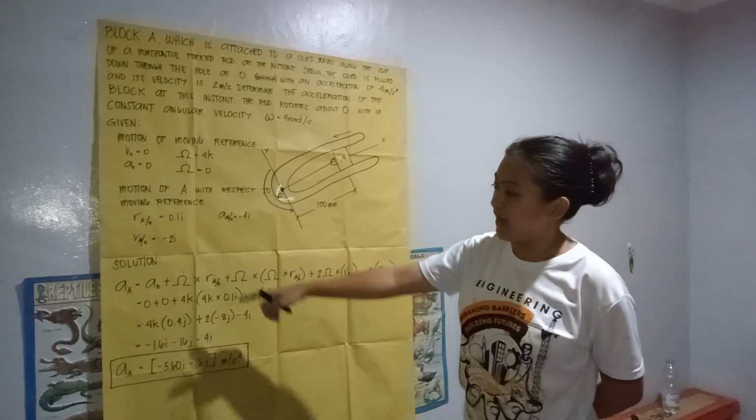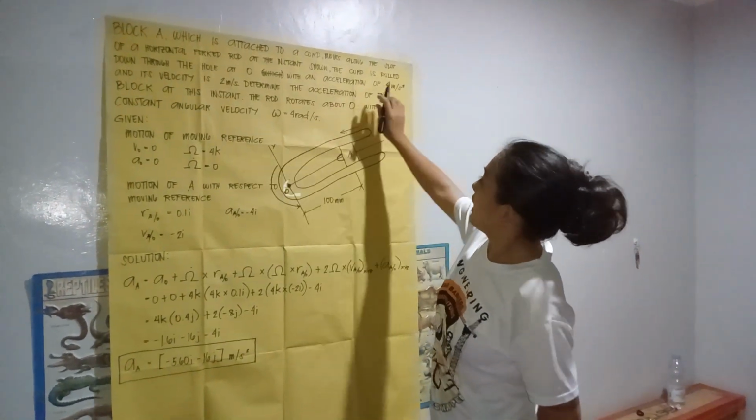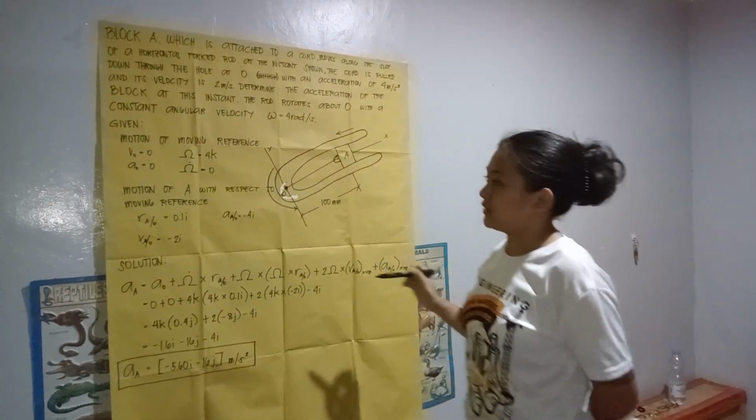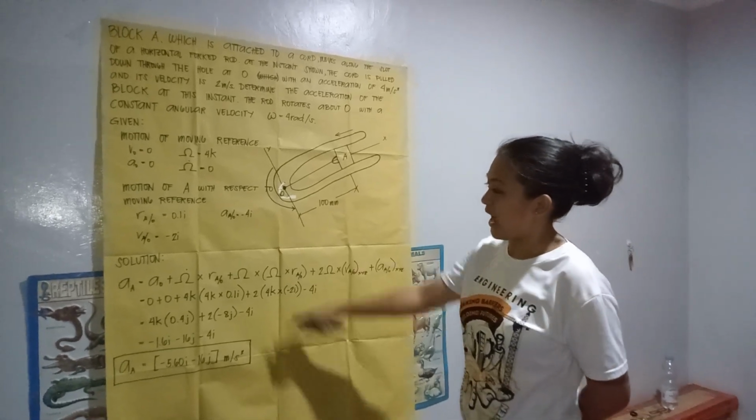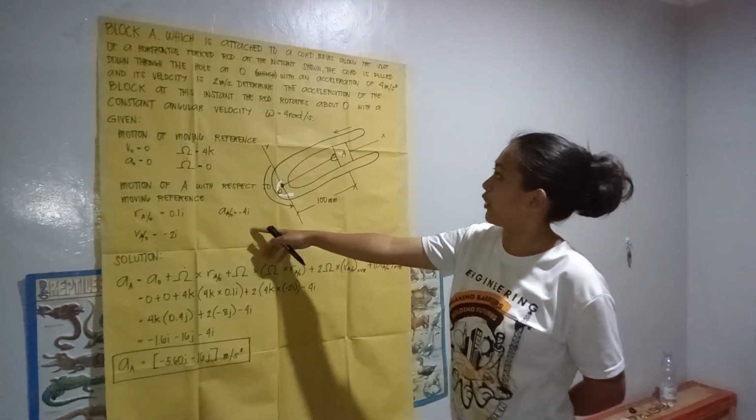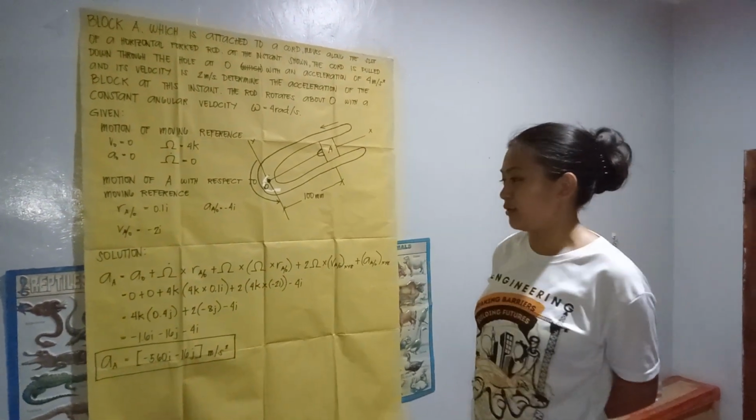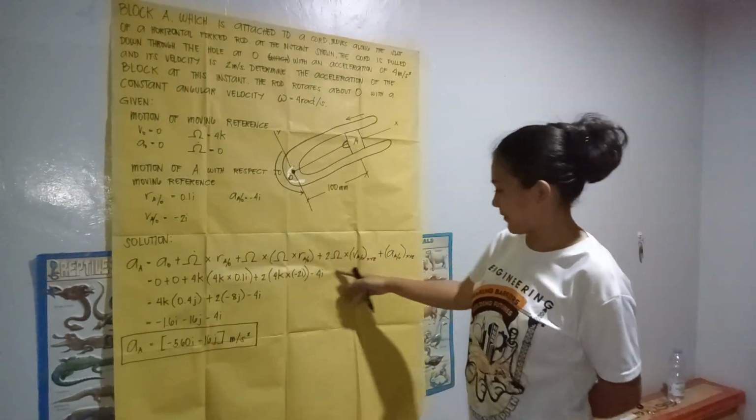So for our V, we have minus 2i because the cord is pulled down. If we say pulled down, it is a negative sign. And for our acceleration, we have 4i, since it is pulled down. So for our solution, we have a formula.